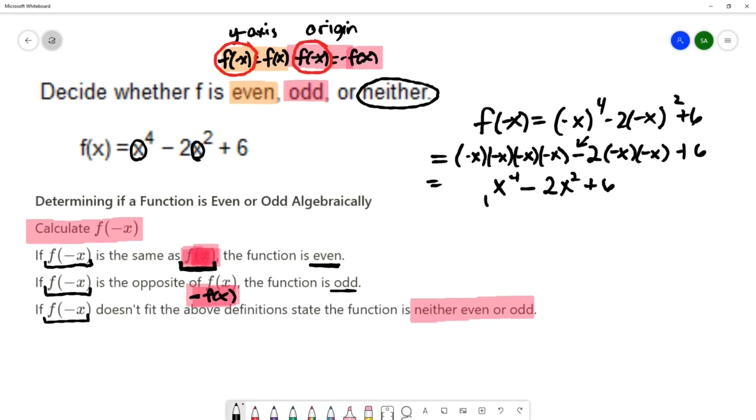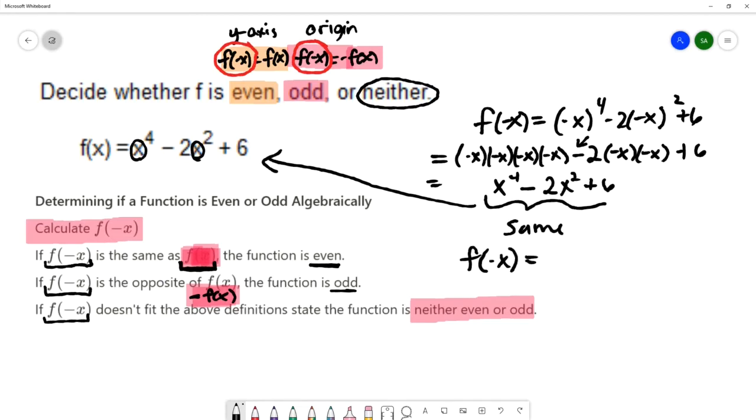And once we look at that calculation, you can see that it is the same as the original function. And so that means that f of negative x is equal to f of x, and that fits the definition of even. So we know that the function f of x equals x to the fourth minus 2x squared plus 6 is even.